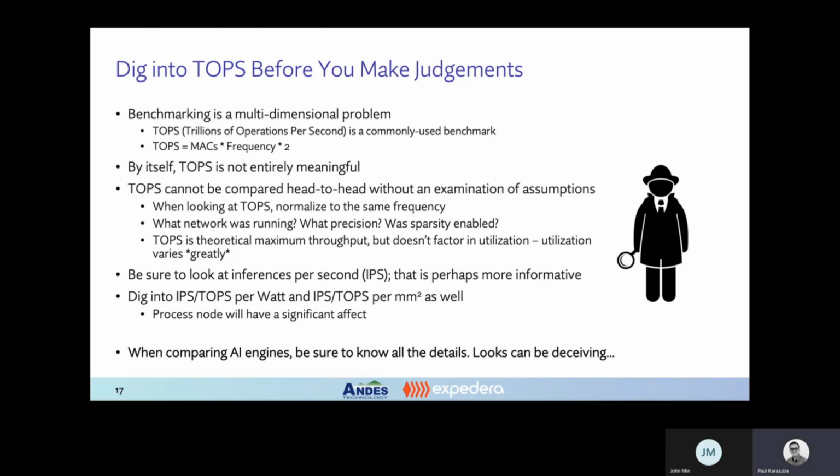You also want to look at inferences per second, and that actually might be more informative, how many actual processes is taking place. And of course, you want to dig into inferences or TOPS per watt and inferences and TOPS per millimeter as well. That's going to tell you your power and your area. And let's also be fair, process node is going to have a significant effect on your per watt and your per millimeter number, as all of us in the semiconductor world know. So the takeaway from this slide, I'd say, is when you're comparing AI engines, be sure to know all the details. Looks can be really deceiving, especially when you're only looking at one number.